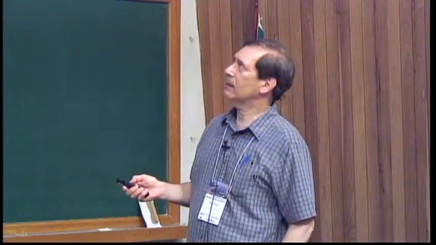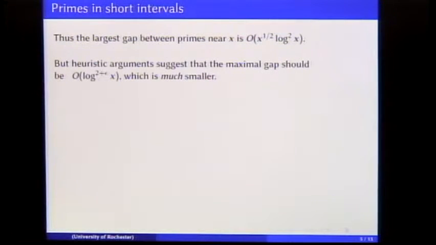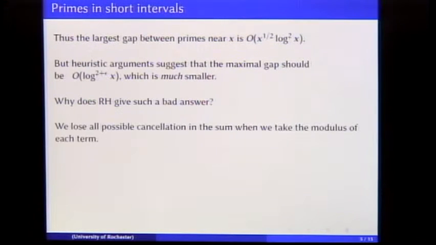Okay. Well, what do we think we know? Probabilistic arguments on the distribution of primes suggest that probably the biggest gap you could ever see between two consecutive primes, up near x, is about log squared x plus a little bit. While log squared and square root of x are totally different sizes, so what we believe is true is this, and what we can prove, even assuming RH, is only this. So the Riemann hypothesis is not really telling us much, at least the way we've used it, about gaps between primes.